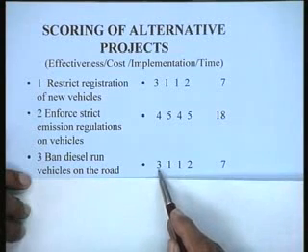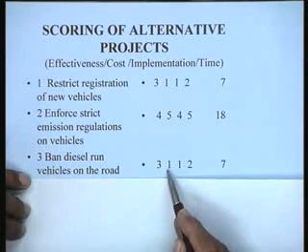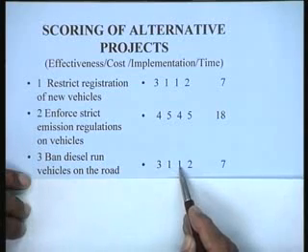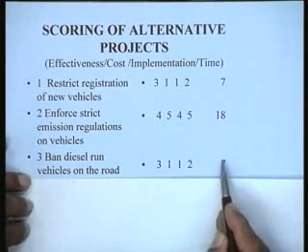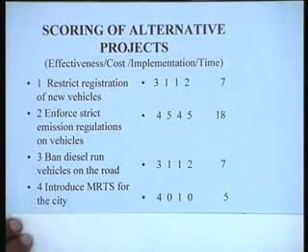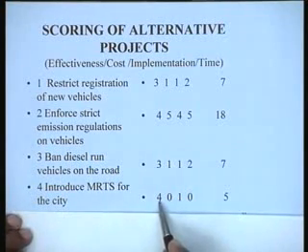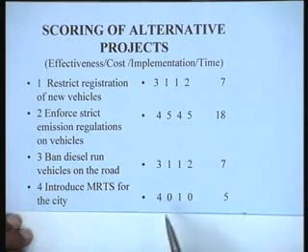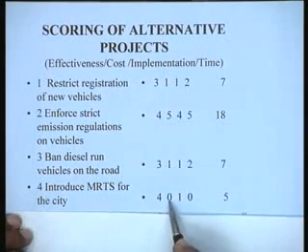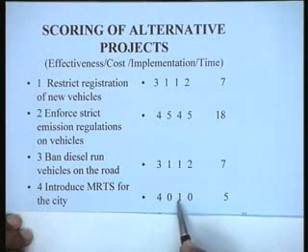It may be effective, but it's very difficult, costly and difficult to implement. And the time is fairly high, so this is 7. And yes, a mass rapid transport system could be very effective, so we have given 4 marks there. But cost and implementation, we feel that it's very poor. Probably the government will not be able to implement this kind of a system. So we have given it 0 here and 1 as far as implementation difficulties are concerned.